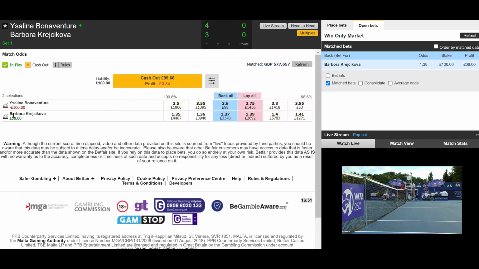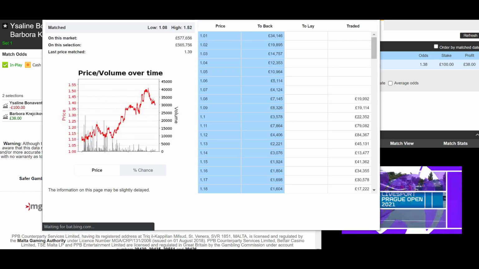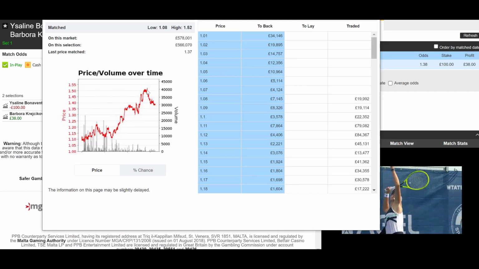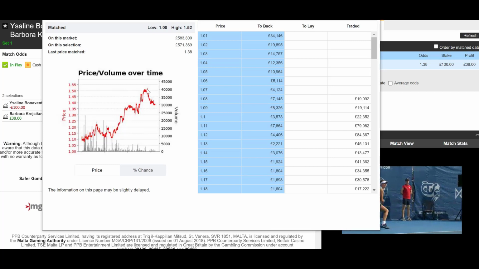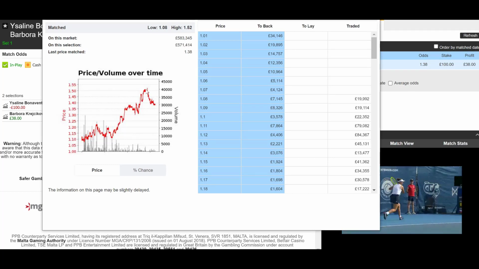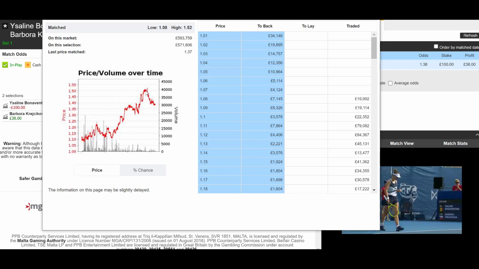But what we know is that since she is a strong favorite, and obviously the match cannot finish in the first set, there's probably going to be some sort of resistance point in the market which will not allow her odds to go much higher. And initially it looks like it probably is around 1.5.